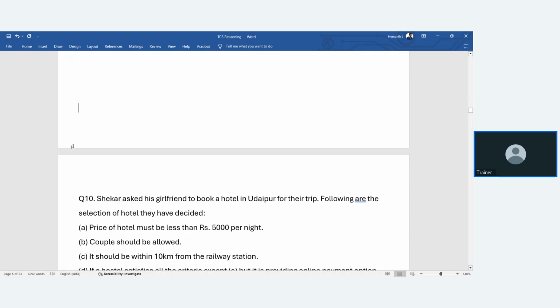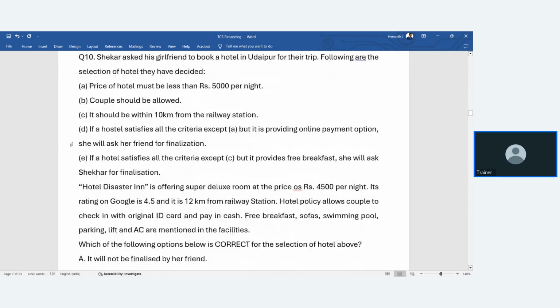Here they have given a condition for selection of hotel. To book a hotel for the trip, they have conditions like this. First three conditions. Now the hotel is Hotel Disaster Inn, at the price of rupees 4,500 per night. Is it less than that? Yes, first condition satisfied.